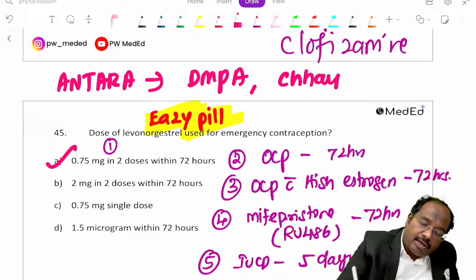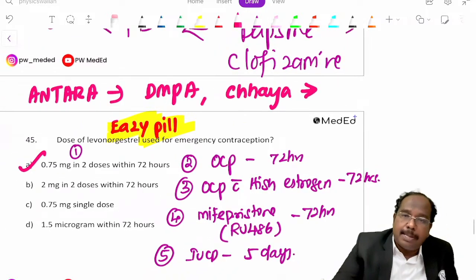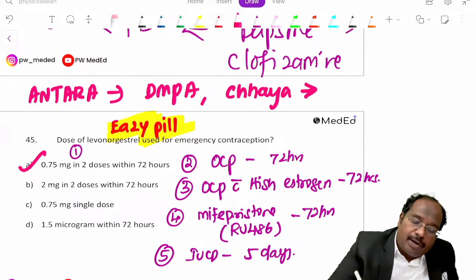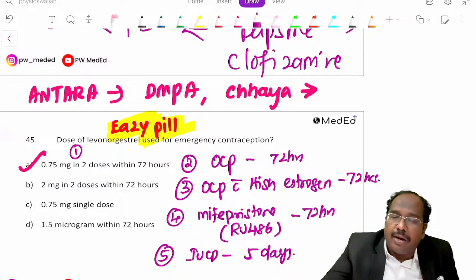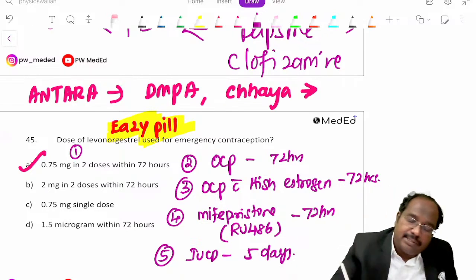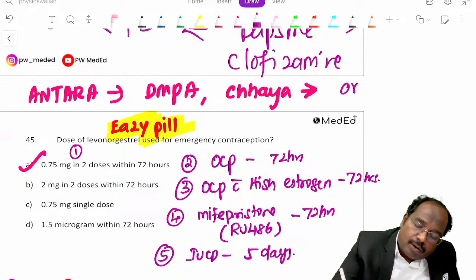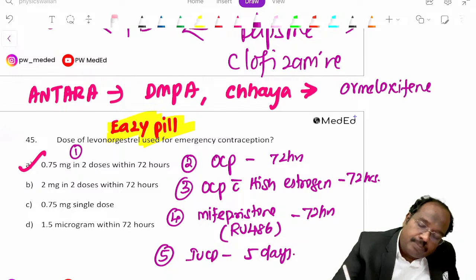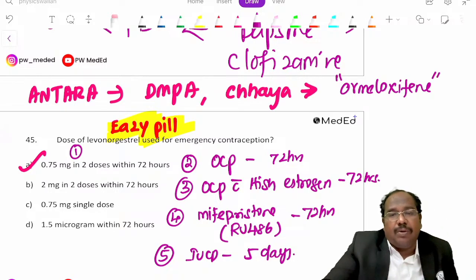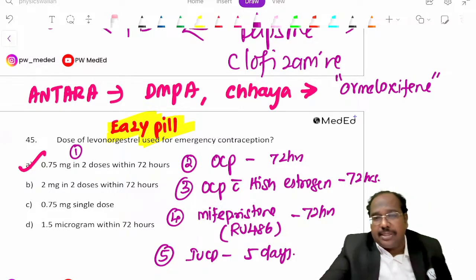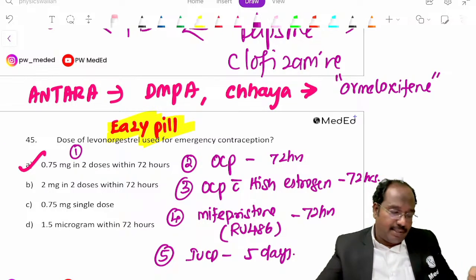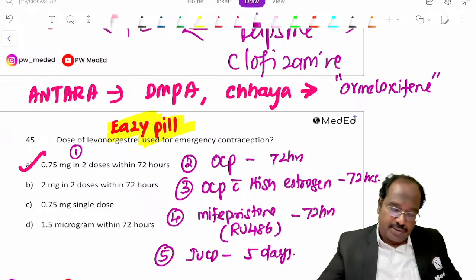Next is Chaya. This is also given. So what is this? This is ormeloxifene. Previously it came under the name of Saheli. It is a non-steroidal oral contraceptive. The chemical that is present there is ormeloxifene, which comes under the name of Chaya.